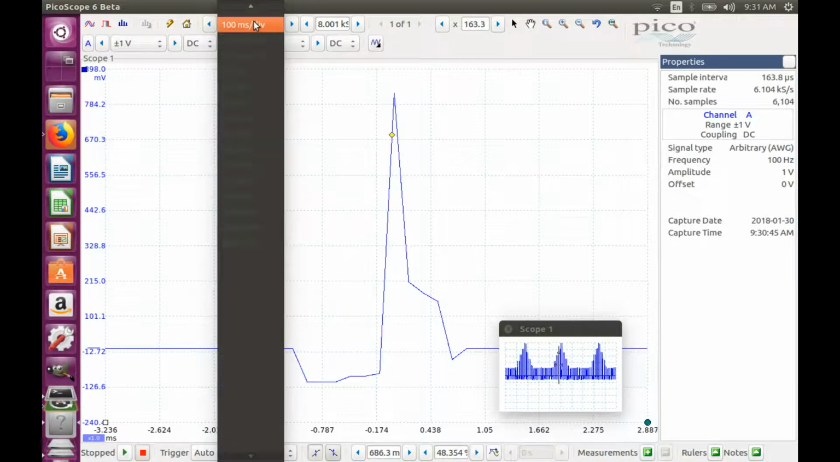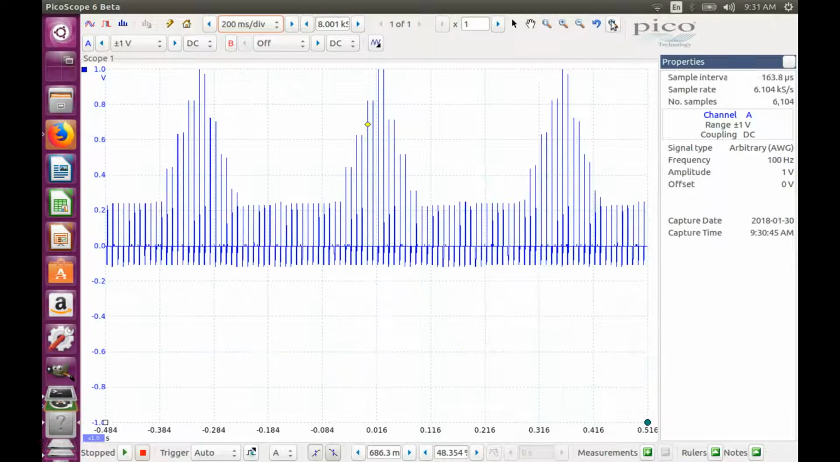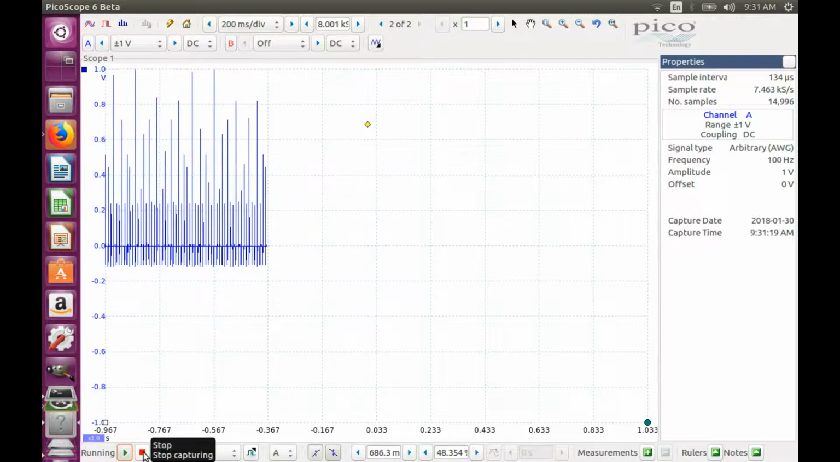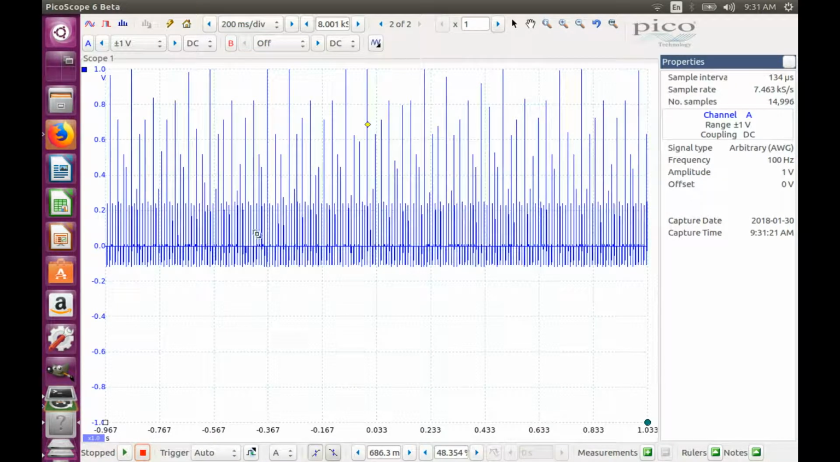Okay, so 200 milliseconds per division, and let's run again. So we have the screen filled in. Let's stop it. And what we see here now is our sample rate is 7.5 kilosamples per second, and thus we collected 15,000 samples. This is bigger than the oscilloscope buffer. So what exactly happened? It actually started streaming and sent us everything it was seeing right away.